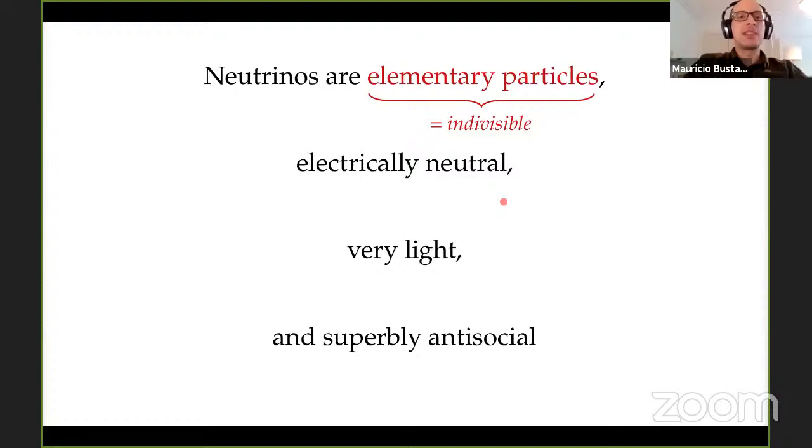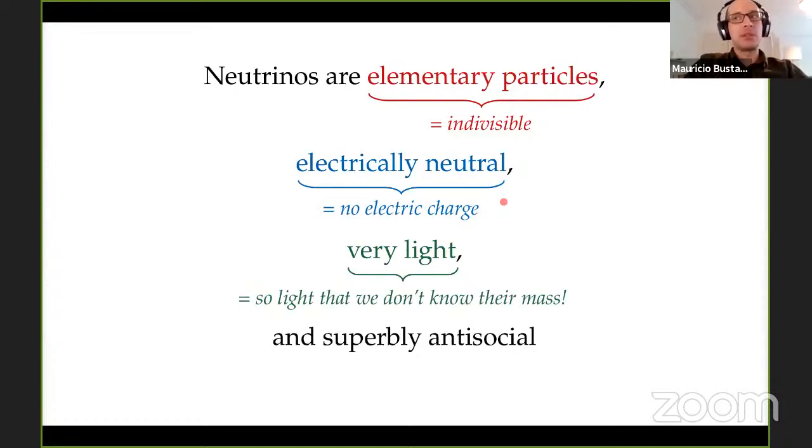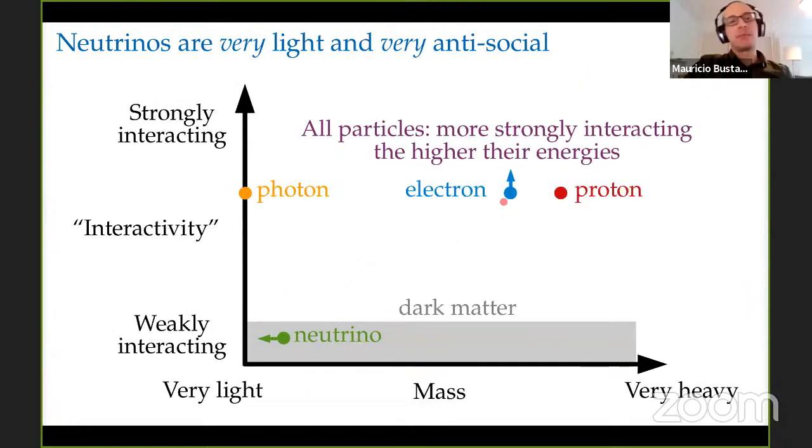They're electrically neutral. They're very light, so light that we don't know how light they are, and they are superbly antisocial. So if you want to place them in a plot of interactivity, let's put it in the y-axis, and mass in the x-axis, neutrinos are in the lower left corner. So they are very light, as I said, and they are very weakly interacting. In fact, they only interact via the weak interaction. And of course, like all particles, they become more strongly interacting at higher energies, and that's going to become important a bit later, because we're going to be talking about higher energy neutrinos.